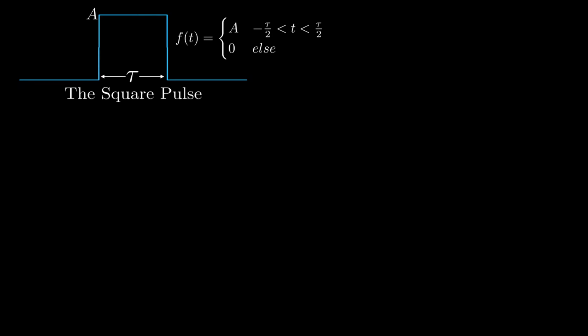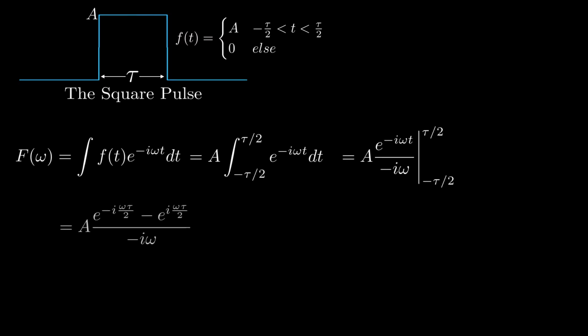This is another simple integration, and we'll make the function symmetric about t equals 0 to simplify the math a bit. We're simply integrating a constant times the Fourier kernel over minus tau over 2 to tau over 2, pull the i omega into the denominator, plug in plus and minus tau over 2, and subtract, and we arrive at our solution.